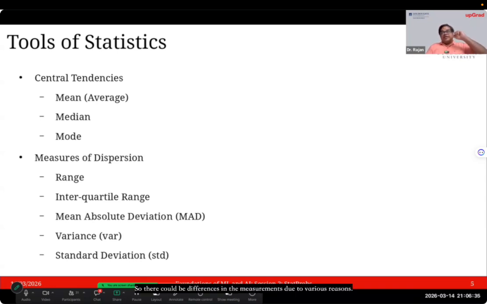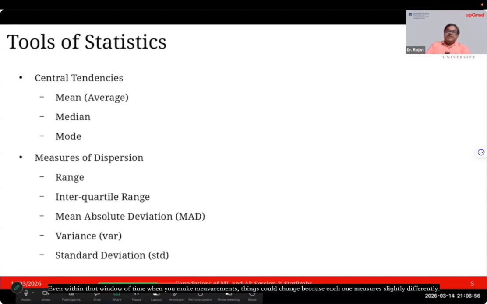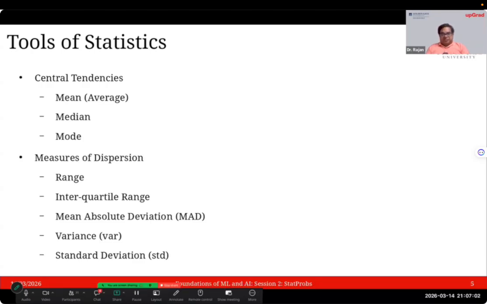So there could be differences in the measurements due to various reasons. Let's not worry about why. Your height is one fixed number. You cannot be varying your height every second. Right? You have a fixed height at any given small window of time. Even within that window of time, when I make measurements, things could change because each one measures slightly differently. We get different numbers. That's another question of uncertainty.